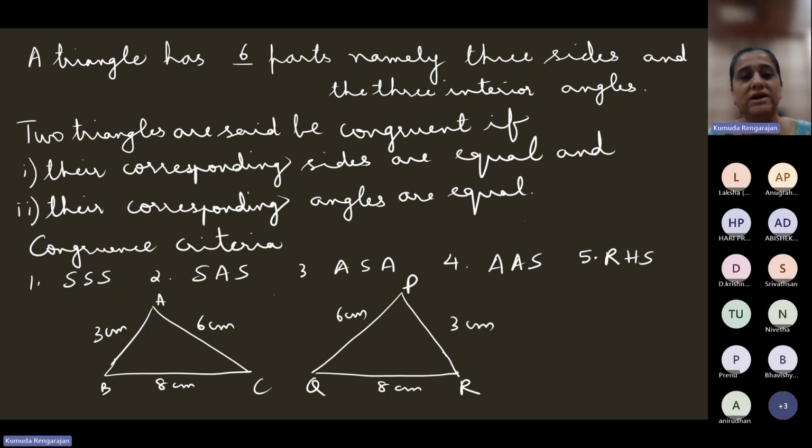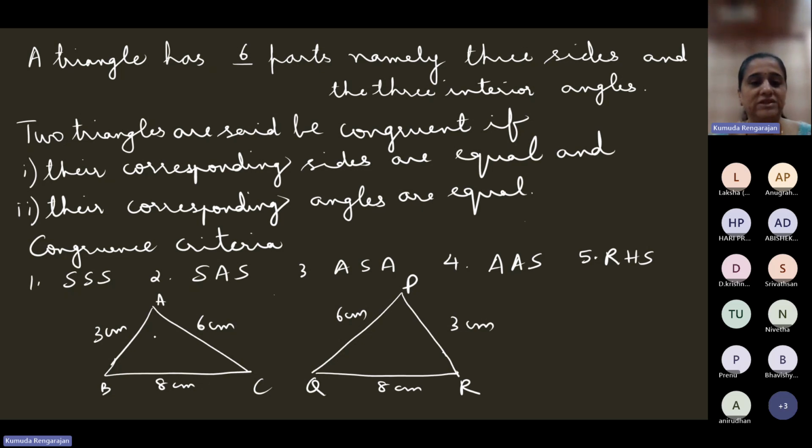Because without the congruence criteria, we have to check the 6 parts of one triangle and the 6 parts of the other triangle. But we have only information about the sides. We don't have information about the angles. So in that case, we cannot judge whether they are congruent or not. So with the help of the congruence rules, with this limited information, you can check if the two triangles are congruent or not congruent.